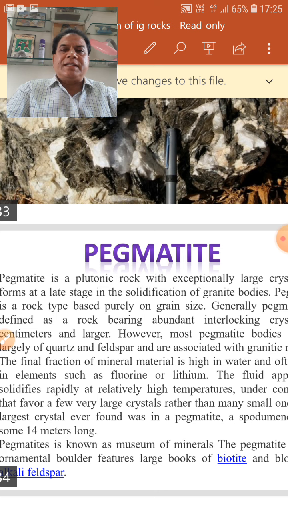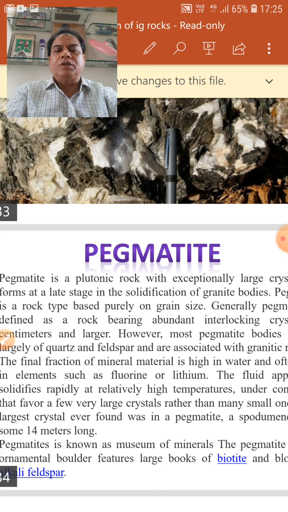So with this concept and these few sample outlines, after corona we will be having the practical classes, where you can see a number of samples in the laboratory, and then you will have a better understanding of identification. But right now I try to show you some pictures of different rock types.